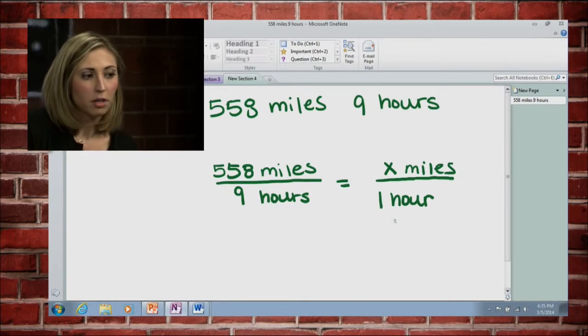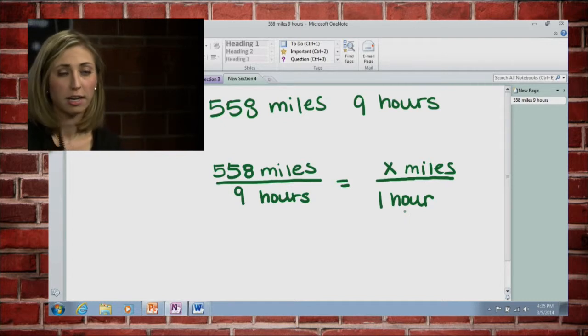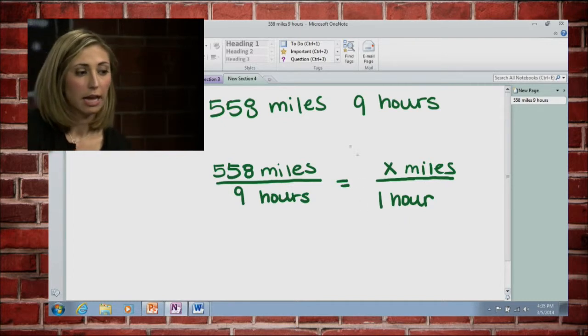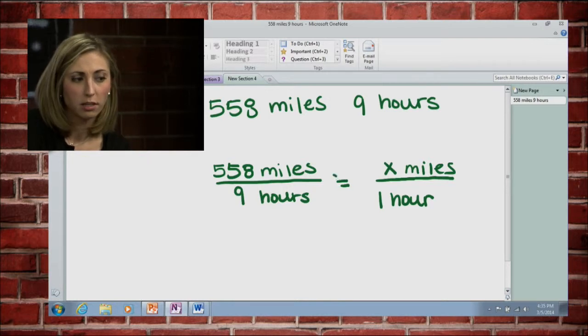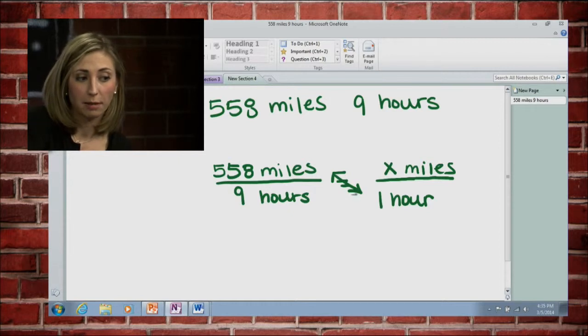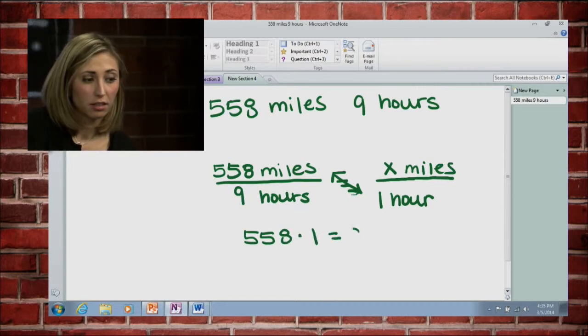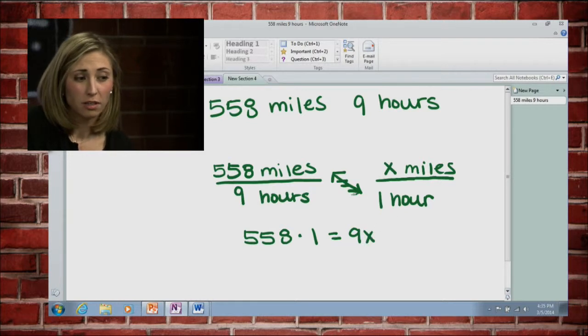Yeah. Okay. So you have a proportion set up, 2 equivalent ratios, and to solve, you could do it a couple ways, but I was going to cross multiply. So you would multiply your 558 times 1, and then say that equals the 9 times x. And so you have an equation. Are you following me right now?